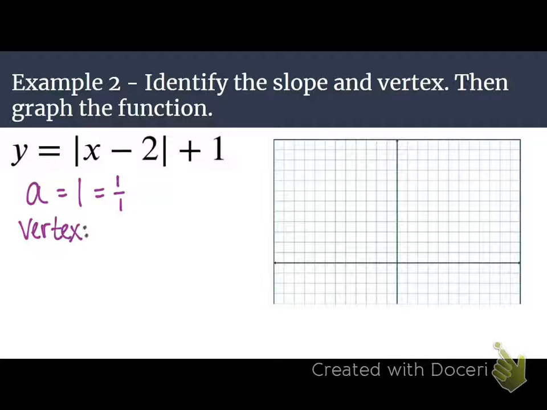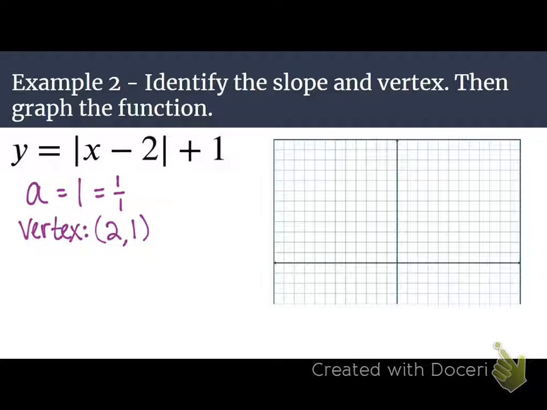Our vertex is going to be where? (2, 1). Okay, change the sign on the x, keep the sign on the y. So it would be really [unclear] to graph it. Would you start with 1 and then go up 2 and then right 1?